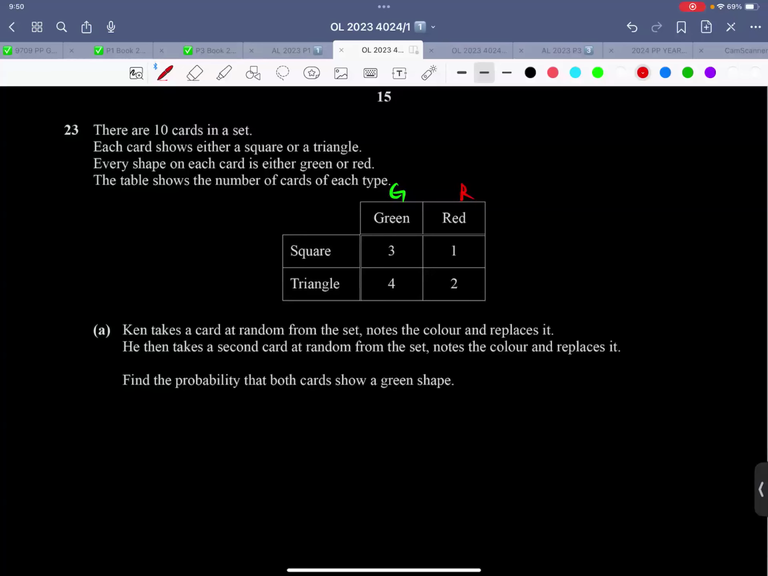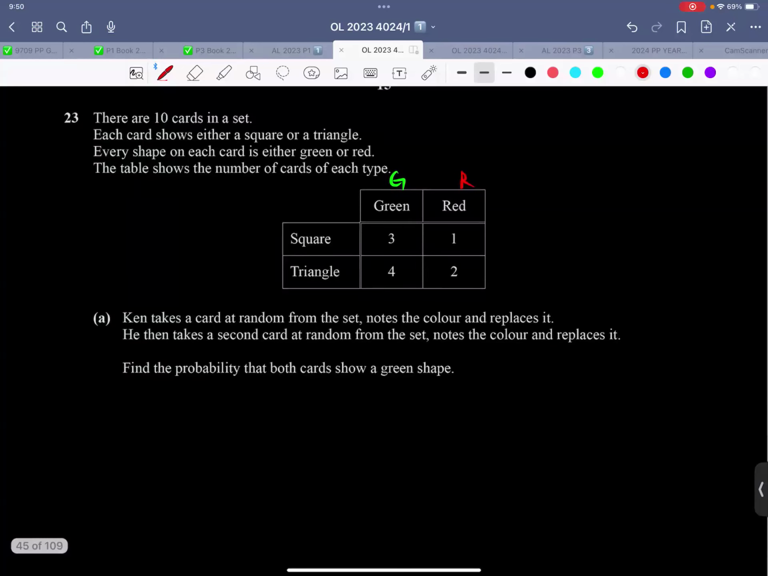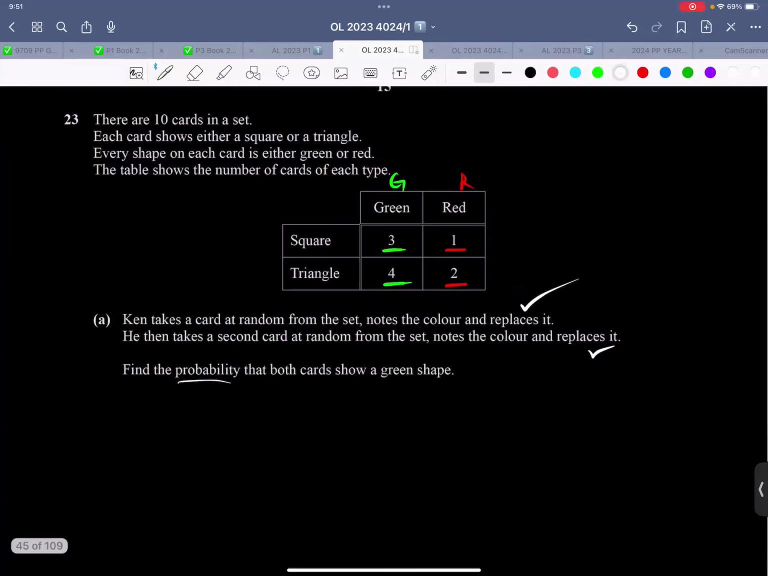And then it says, Ken takes a card at random from the set. Let me also highlight, this is red, this is red, this is green, this is green. So Ken takes a card at random from the set, notes the color, and then replaces it. The denominator will not change. He then takes a second card at random, notes the color, replaces it. Find the probability both cards show a green shape.